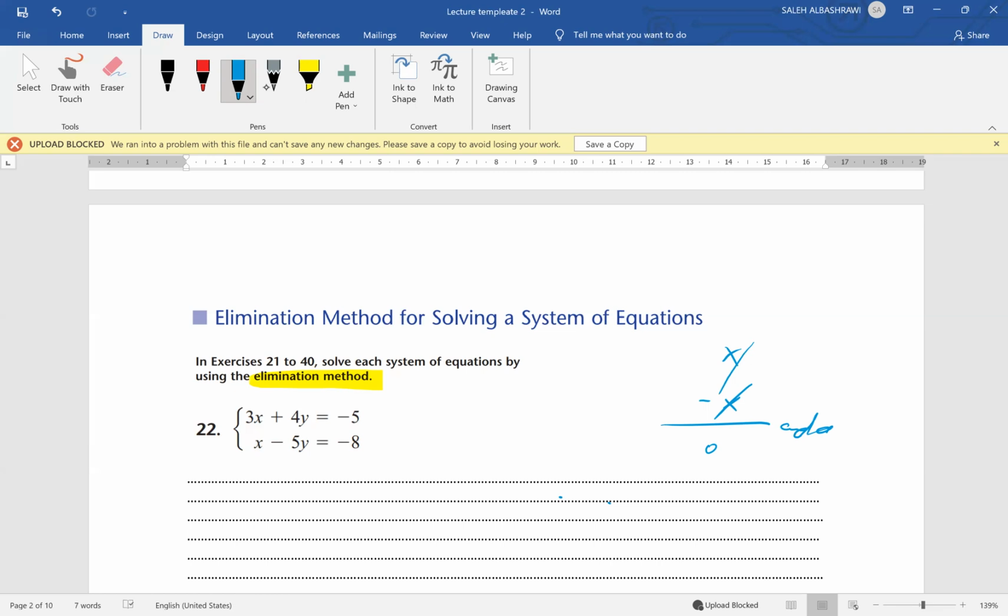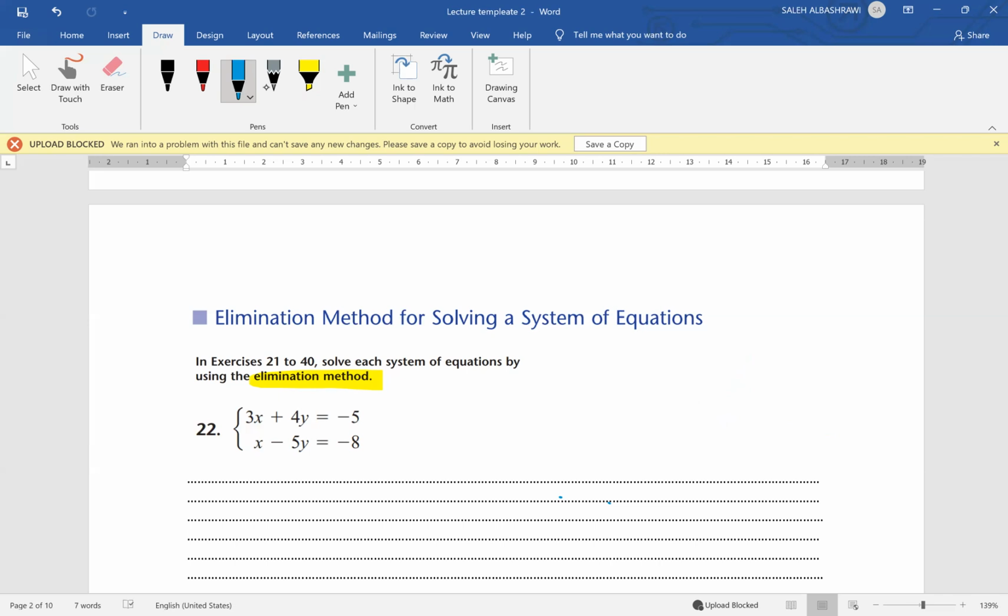And we cannot eliminate unless these two variables have the same coefficient but in the opposite sign. So it will be either 1 and minus 1, 2 and minus 2, or 3 and minus 3. So the two variables in the two equations must have the same coefficients but in the opposite sign, or the same sign, but in that case, we need to subtract.